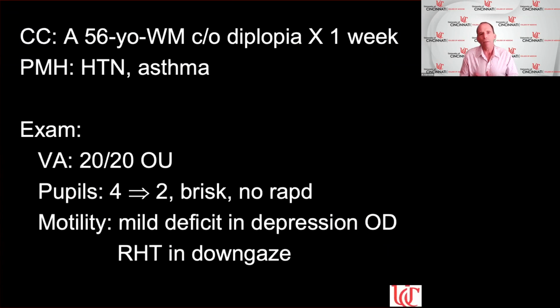So here's a 56-year-old gentleman with double vision for just a week. Hypertension that's under control, a little asthma, acuity is good, pupils are good. There was a mild deficit in depression of the right eye. So when he looked downward through his bifocal, he developed a little right hypotropia in down gaze only, hence the symptoms of double vision when reading.